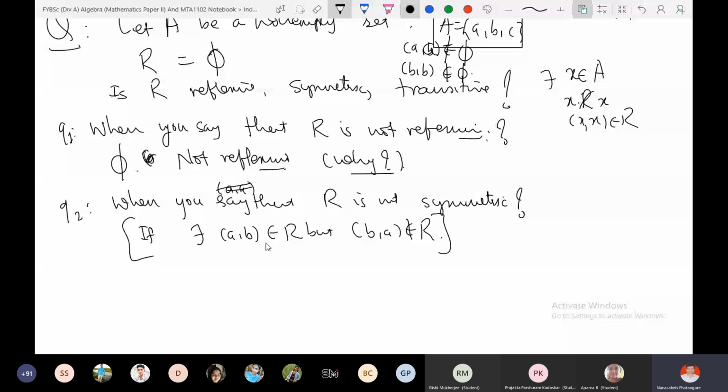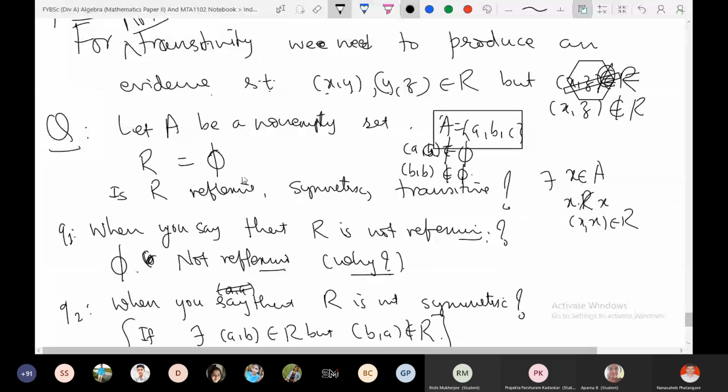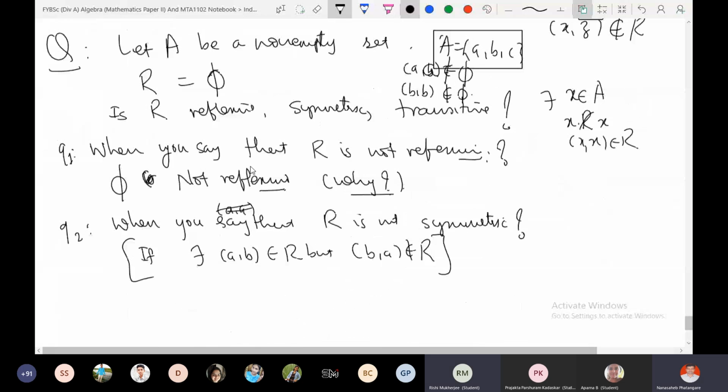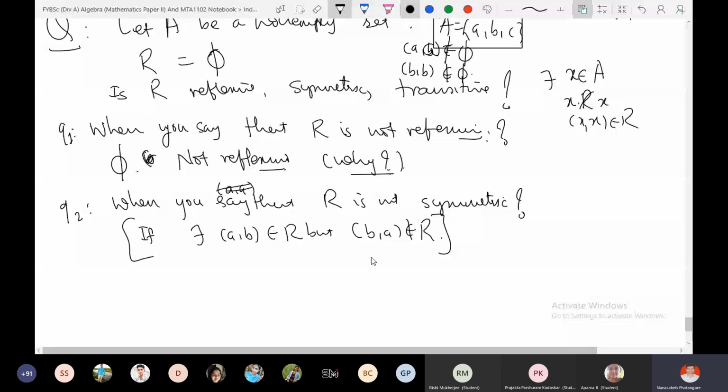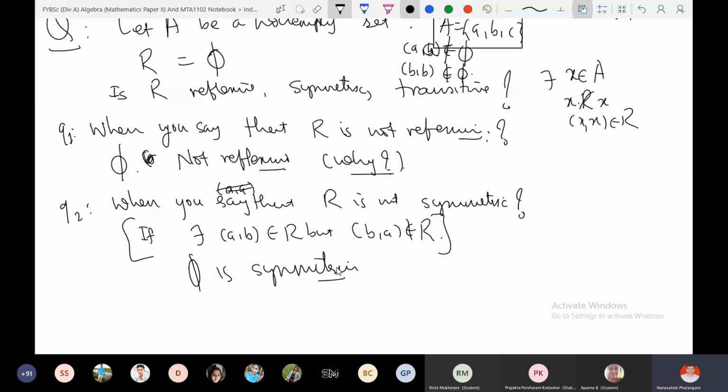Can you give me a pair in phi? No, sir. So there is no evidence at all, so vacuously it is true. So phi is symmetric. If you can give me a pair as evidence, then I will say it is not symmetric. But you cannot give me such evidence, AB is in R but BA is not in R. So you have to accept it is symmetric. Is it clear now?